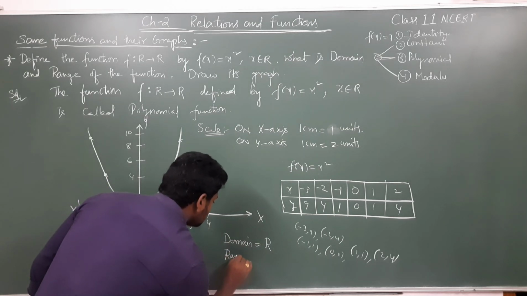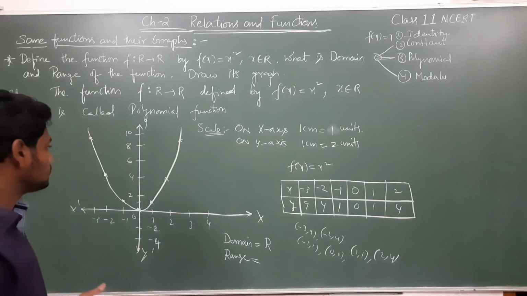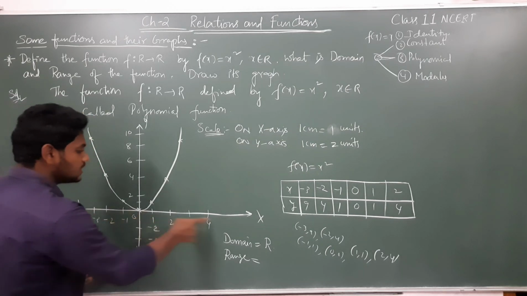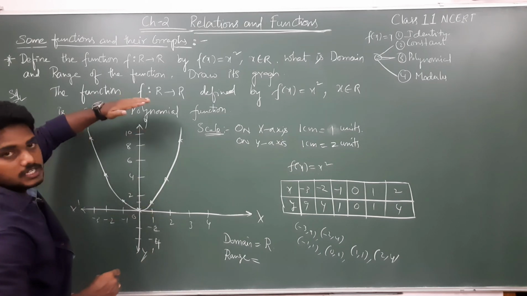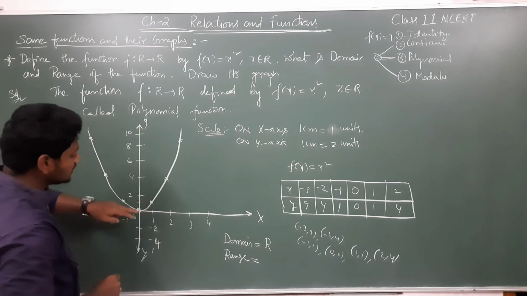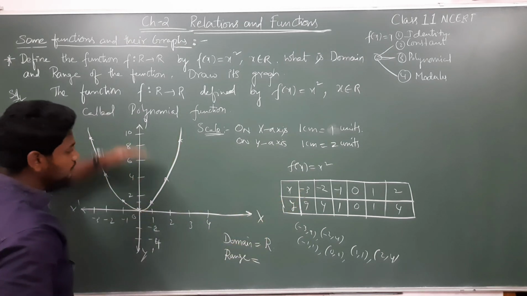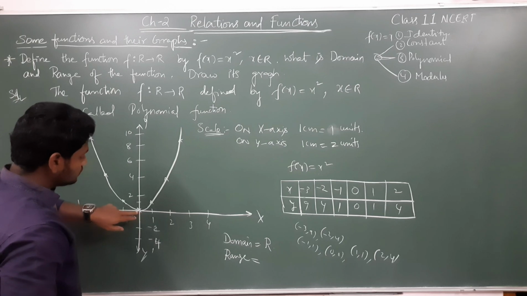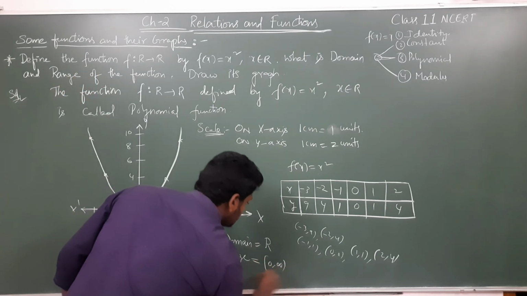What about range? Range means input, output values. So after substituting any x value, what are we getting? Only positive now. If you observe the graph, only the positive side is there. But from where to where? Starting from 0 to infinity. So this is 0 to infinity.